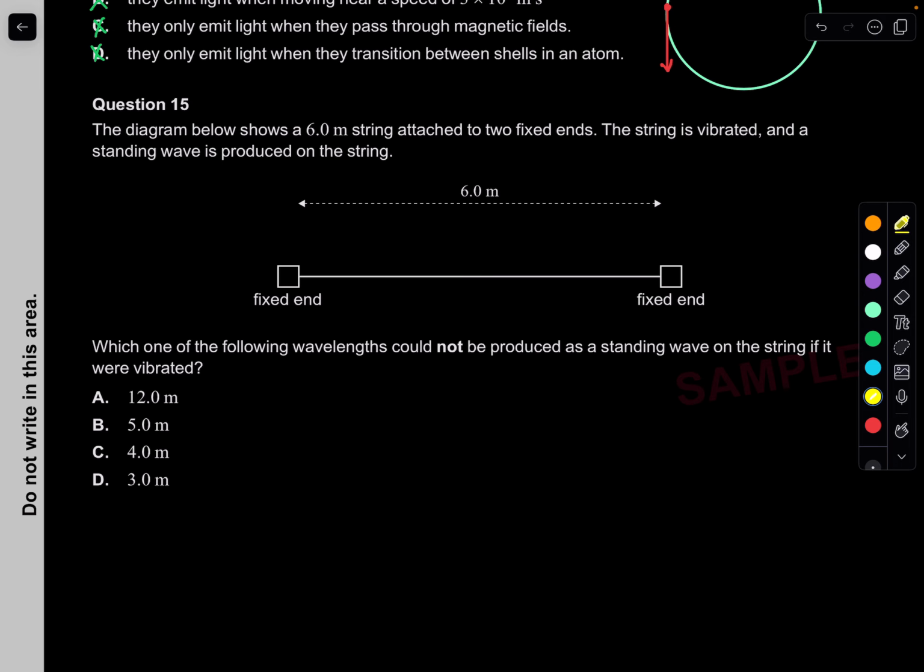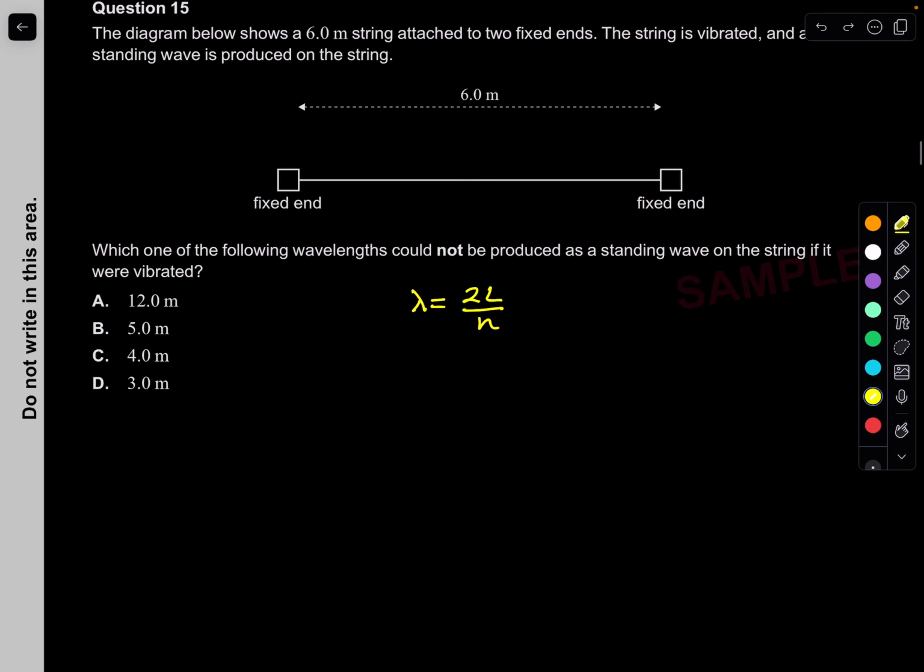So I know that wavelength is 2L over n, where n is an integer. Integer means a whole number, like 1, 2, 3, 4, 5, not decimals. If it's a decimal, no standing wave is going to be produced. So we solve for n, which is 2L over lambda, and sub all these in. The one that gives us a decimal means there's no standing wave. What a beautiful question to play around with.